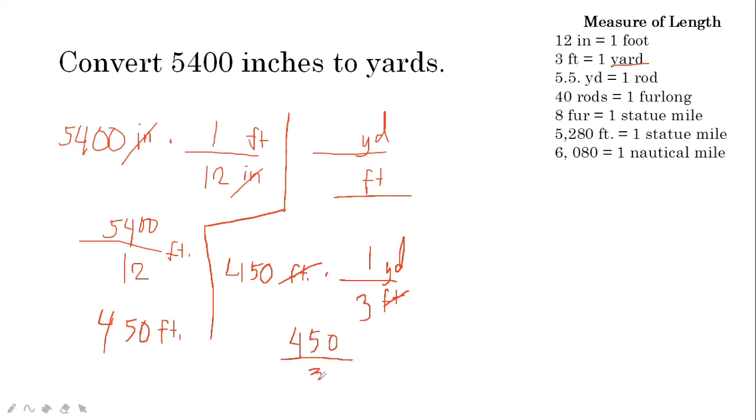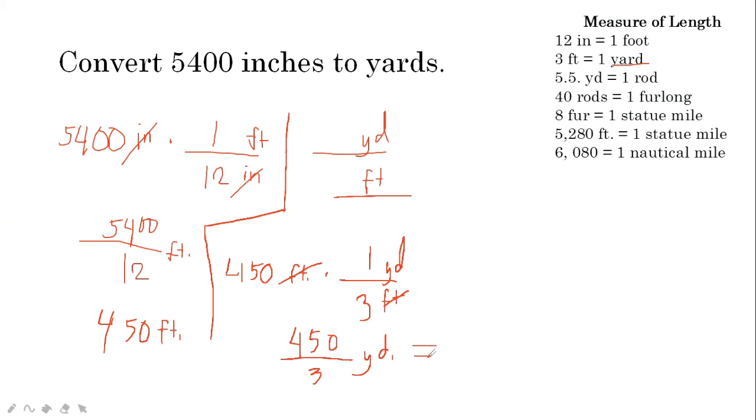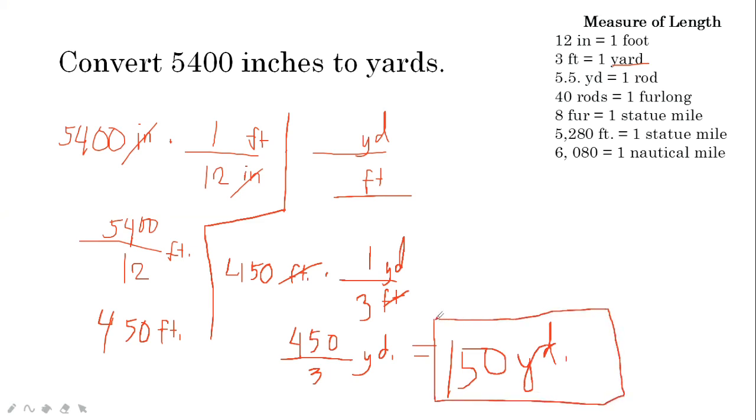And 450 divided by 3, so yard is now our unit here, is equal to how much? What is 450 divided by 3? Okay, that is 150. So, 150 yards is the final answer. So, meaning, 5,400 inches is 150 yards.